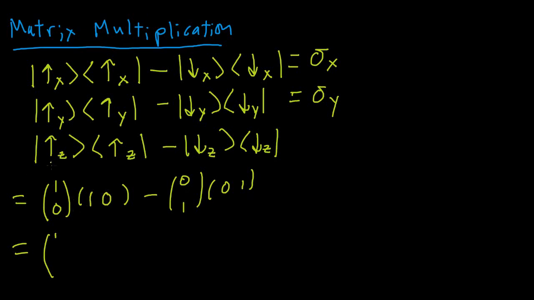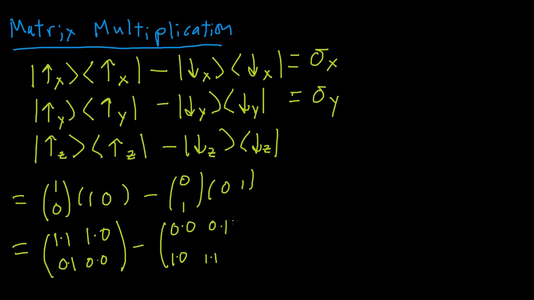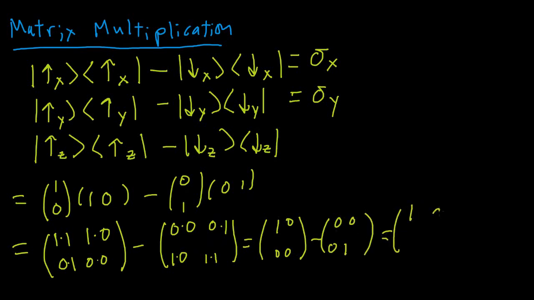Okay, so here we have 1 times 1, 1 times 0, 0 times 1, 0 times 0, minus 0 times 0, 0 times 1, 1 times 0 and 1 times 1. So that's just 1, 0, 0, 0 minus 0, 0, 0, 1 equals 1, 0, 0, negative 1. And what do you know? Sigma sub z.